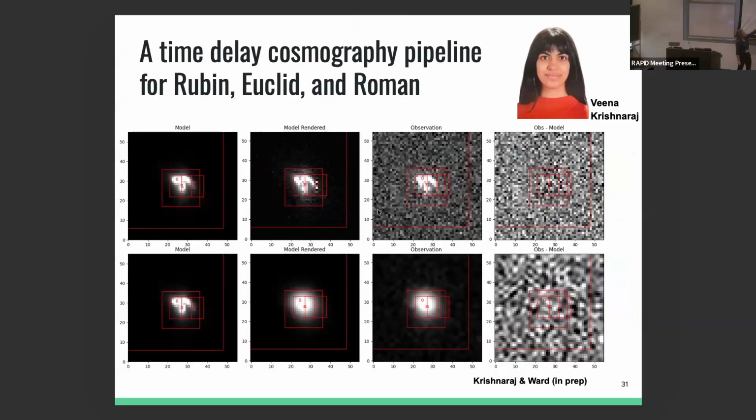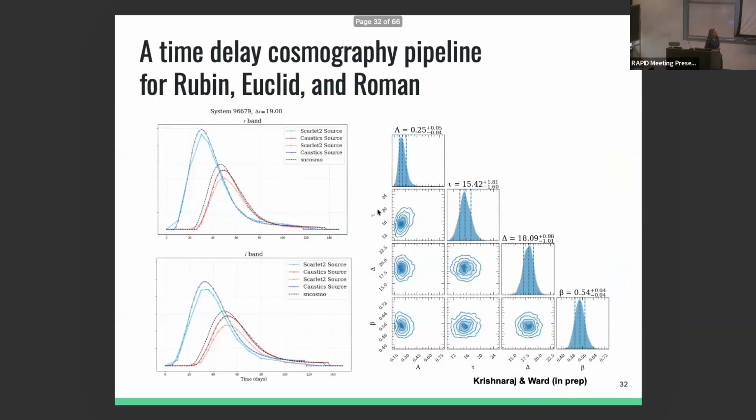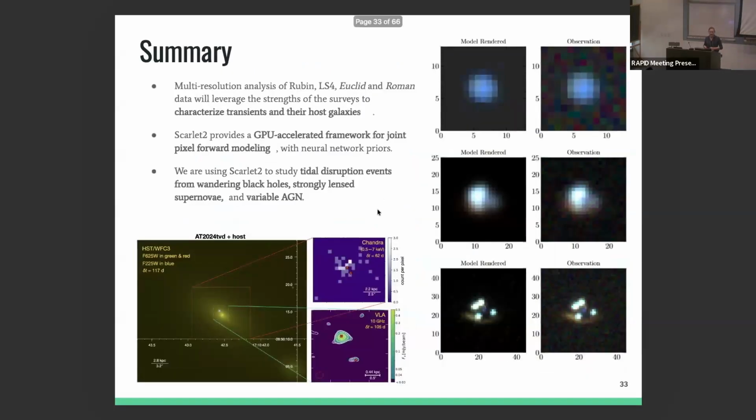But if you have this one epoch of space-based imaging to tell you about the lens and the positions of the supernovae, you can extract photometry. And these are some of the light curves that she's been producing and some of the time delay estimates. She's been showing that this pipeline works very well across the surveys.